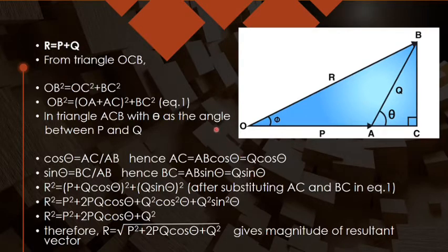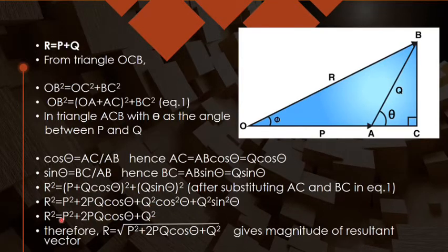I can put it in this equation number 1. If I put the values, I am getting OA, of course, it is P. AC is Q cos theta whole square plus BC whole square, meaning Q sin theta whole square. Now if you work it out, I am getting P square plus 2PQ cos theta plus Q square cos square theta plus Q square sin square theta. Now cos square theta plus sin square theta is equal to 1. So I am left with only Q square here.